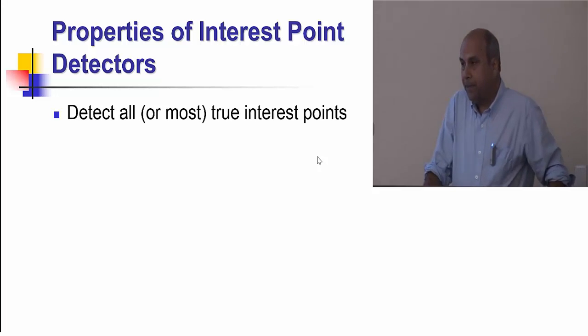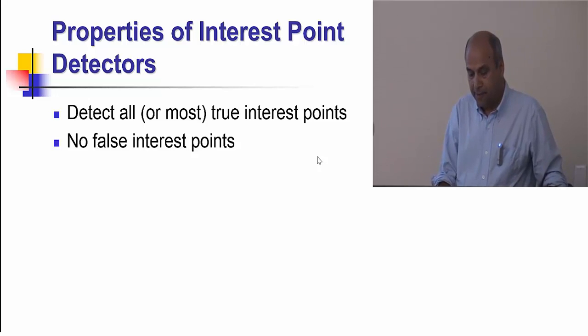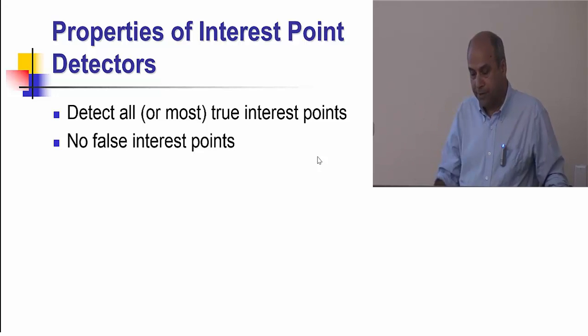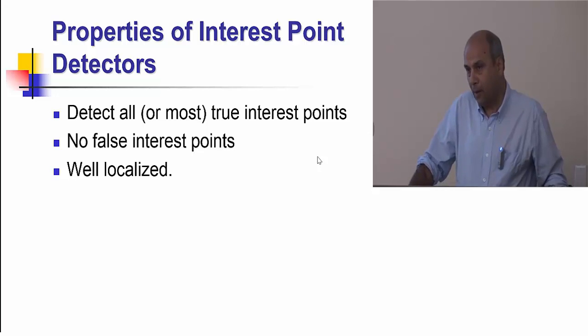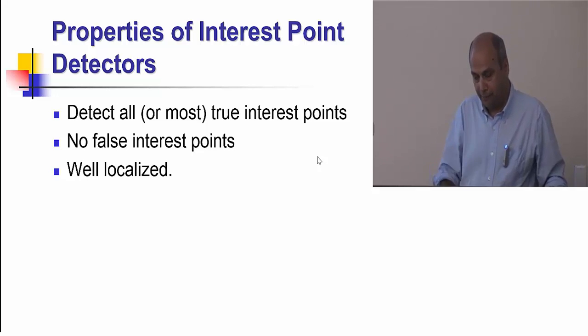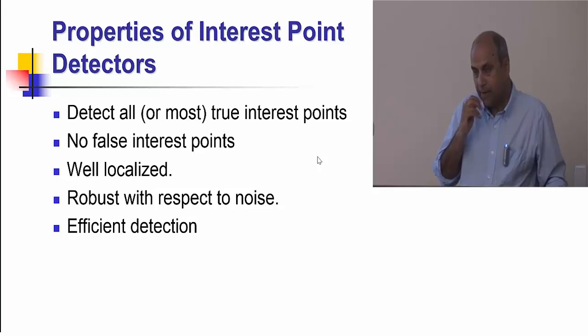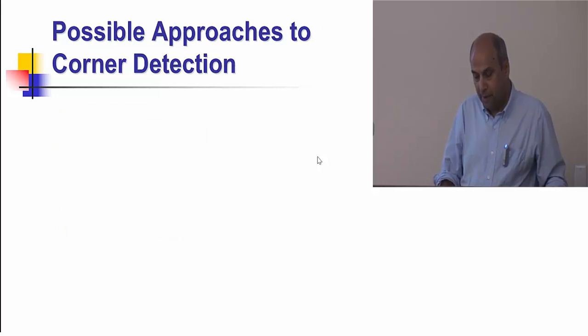what the properties of the interest point detector should be: we want to detect all or most of the interest points in an image, and there should not be false interest points, and they should be well localized. These were similar things we talked about for edges. We want to localize edges, and we don't want to detect false edges. It should be robust to noise. Again, it's the same thing for edges, and it should be efficient detection.